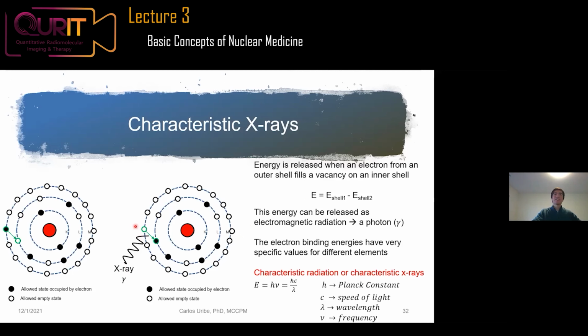There's radiation coming from the filling of an electron from an outer shell to an inner shell. And this has to do with a little bit of quantum mechanics, but the energy of that photon is related to the Planck constant and the frequency of that photon, or if you want to write that in terms of the wavelength, which is lambda, then it will be the Planck constant times the speed of light divided by the wavelength.